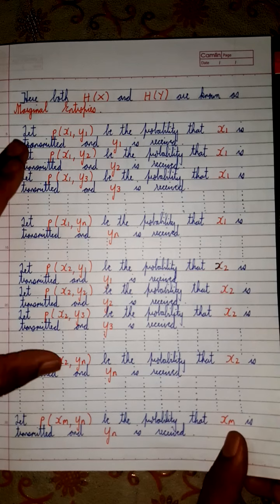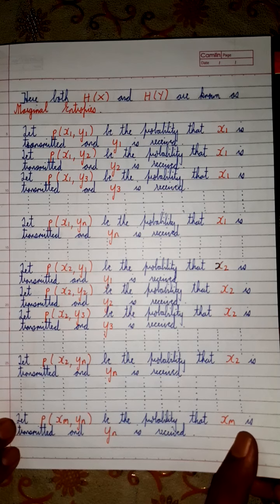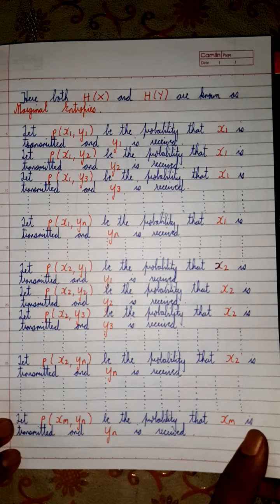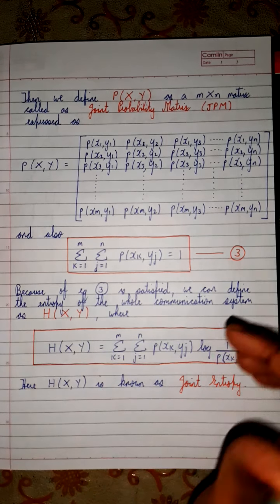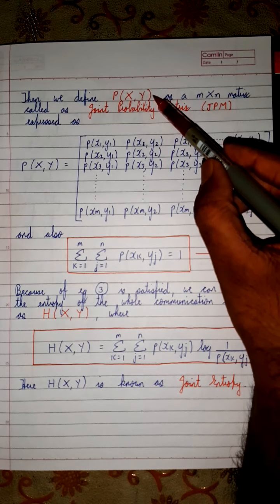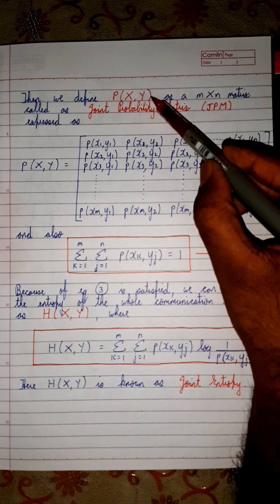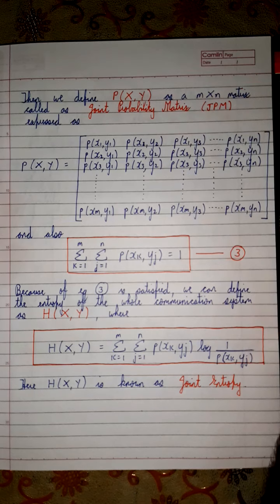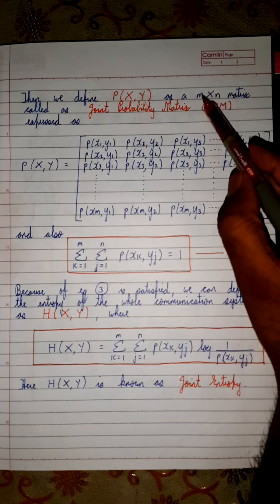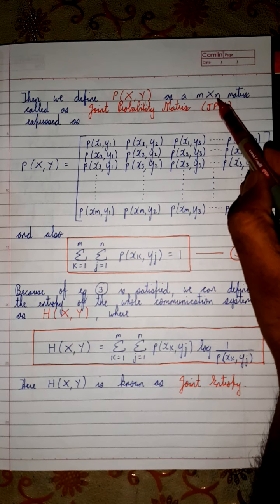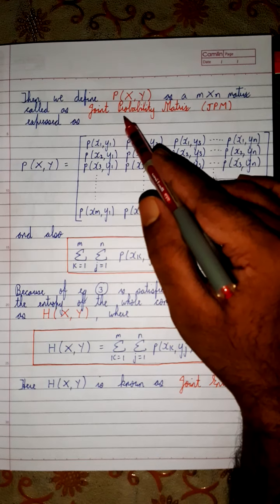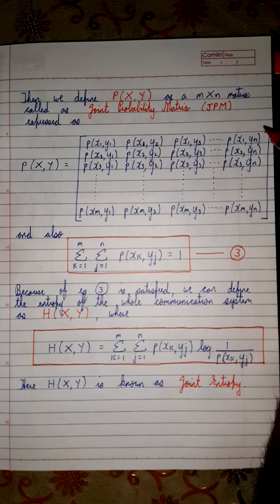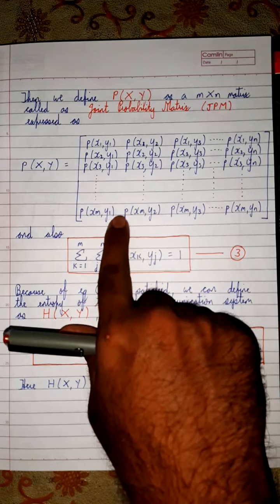Since I am able to define each and every one of these probabilities, I can say with full assurance that I can define a new type of probability, P(X,Y), which is nothing but a matrix. It is a matrix consisting of m rows and n columns. This matrix is also called the joint probability matrix, in short form called JPM, and it is expressed like this.